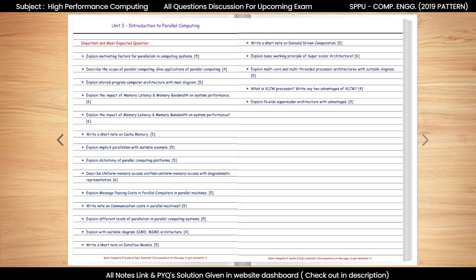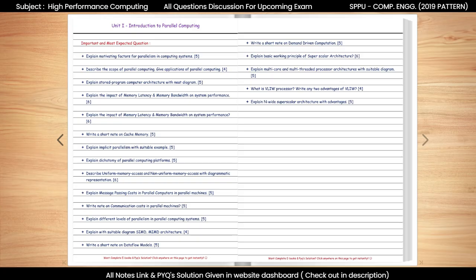Now, let us move on to our next important topic, communication costs in parallel machines. From this topic, we can expect questions such as, write a note on communication costs in parallel machines. Communication costs refer to delays caused by data exchange between processors. These costs include startup time, transmission time, and waiting time. If communication is frequent and inefficient, system performance reduces drastically. That is why algorithms are designed to minimize communication and maximize computation.